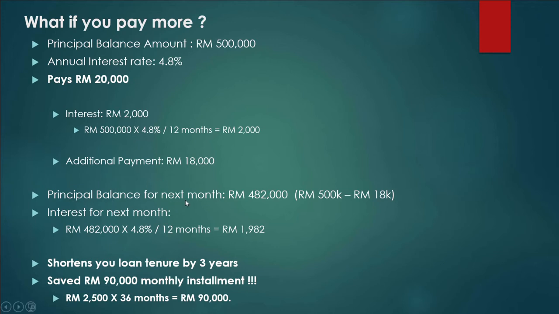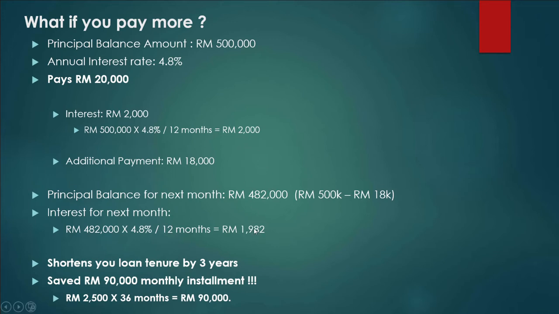So the principal balance for the next month will become 482,000 ringgit compared to 499,500 ringgit just now. Once you make the 20,000 ringgit payment this month, your next month's interest will be based on 482,000 times 4.8% divided by 12 months, and there you get 1,982 ringgit. Again, this is not that much difference compared to 2,000 ringgit, because that's how the housing loan works. In the first few years, you basically pay almost the same amount of interest.